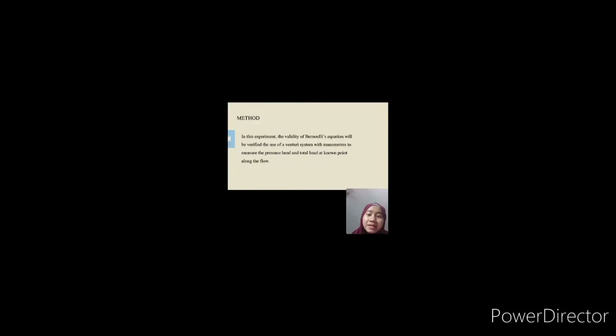Today I want to present about the method, apparatus and procedure of the experiment, the Bernoulli principle. The method of this experiment is that the velocity in the Bernoulli equation will require the use of the Venturi system with manometers to measure the pressure head and total head at each point along the flow.